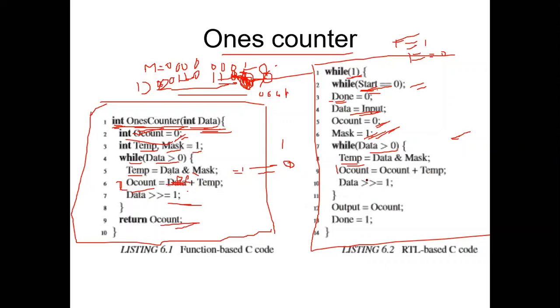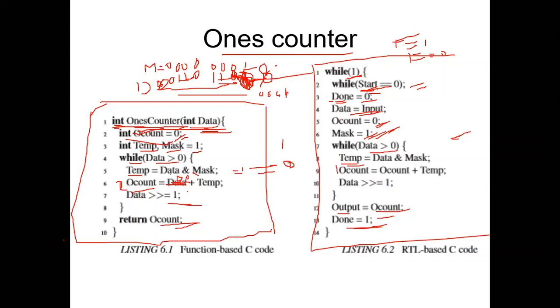The same code we are writing here, with only a slight modification. We have introduced a start signal and a done signal. Once you finish that, we move the variable to the output port. That means output count is the variable that stores the number of ones, and that will be given as the output. Output count is given to the output port, and the done signal is made 1.